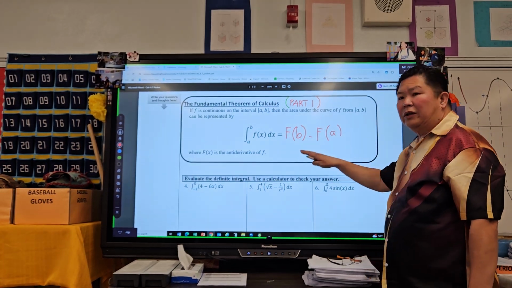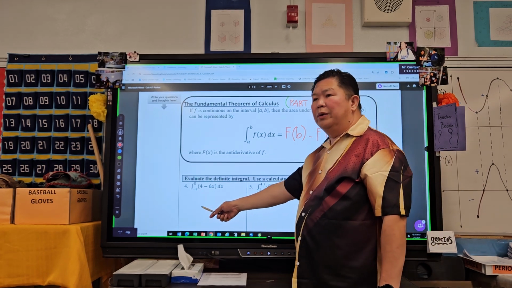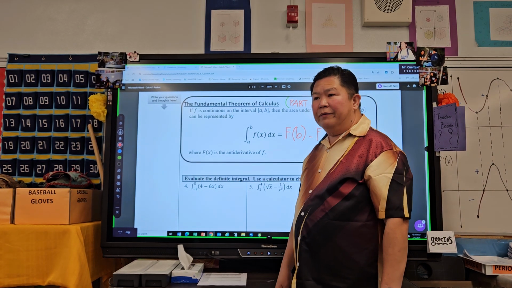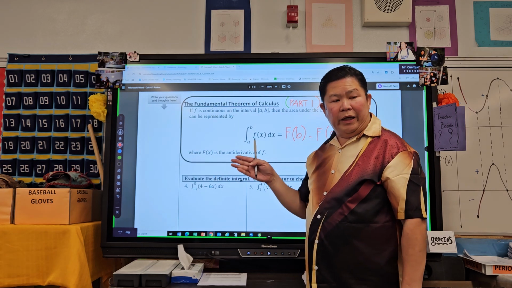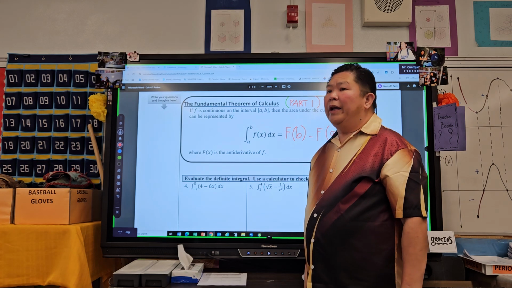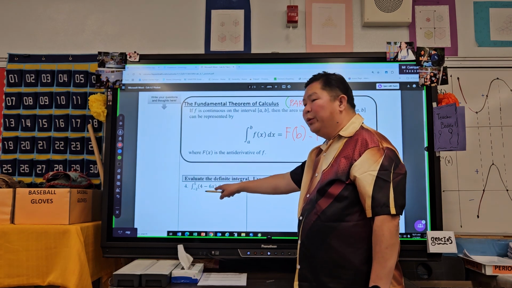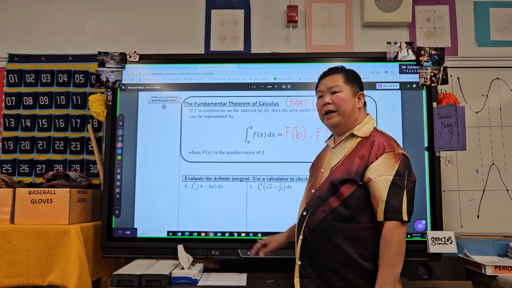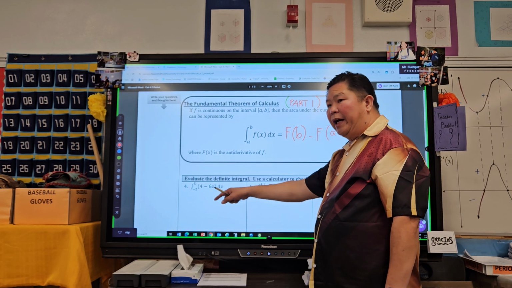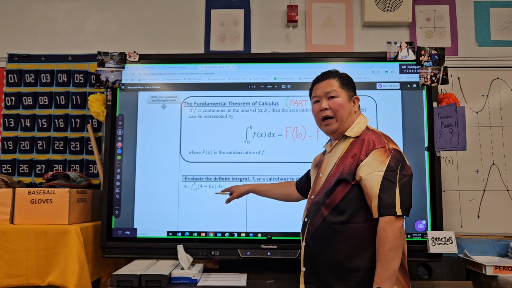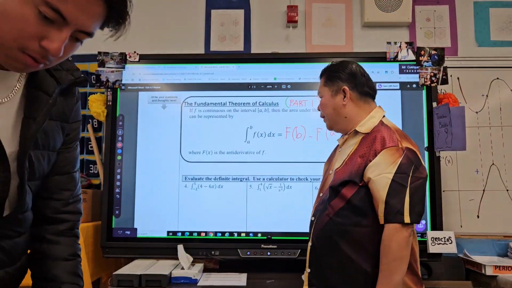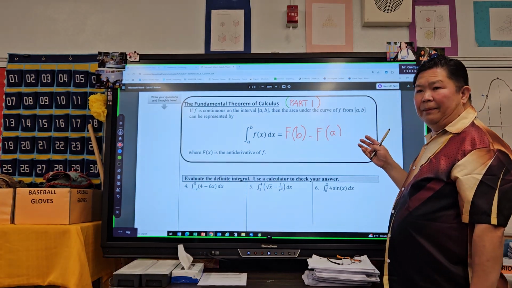So let's have that concept right here. What is our lower limit? Negative 2. What is our upper limit? 5. So you plug in first the upper, which is 5. After plugging in with the function, this 4 minus 6x is the function f of x, you now subtract the lower limit. You still have to plug in the lower limit.